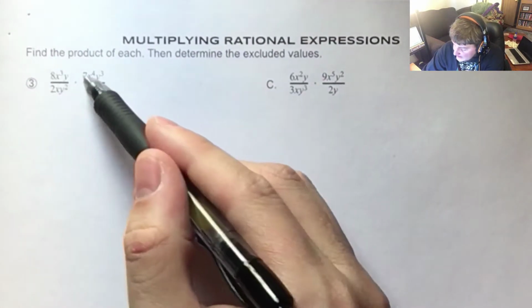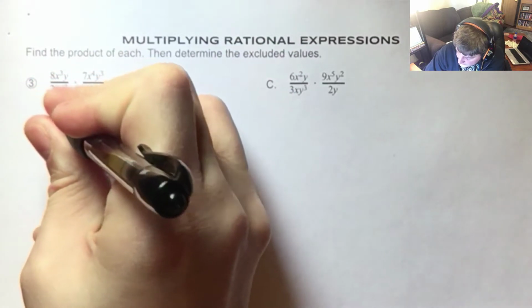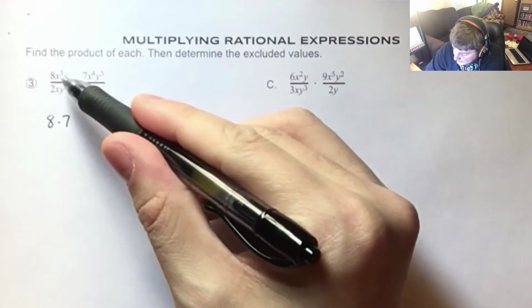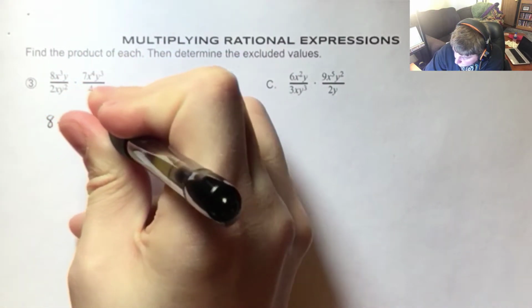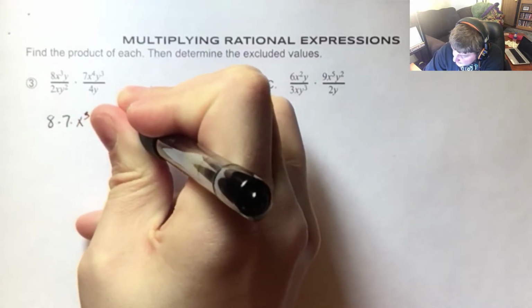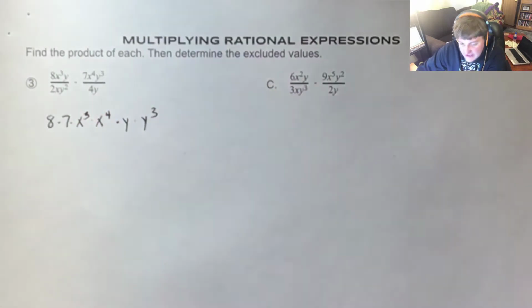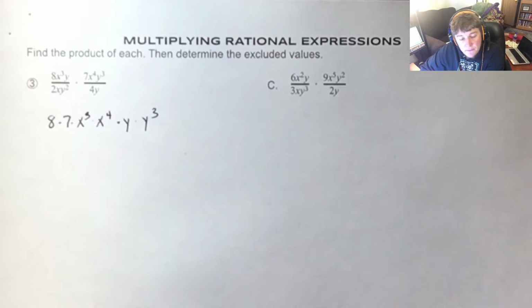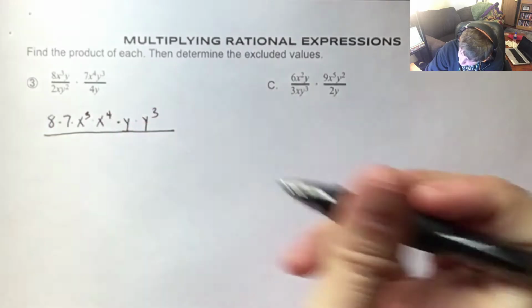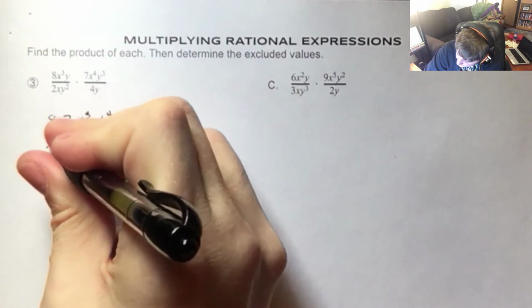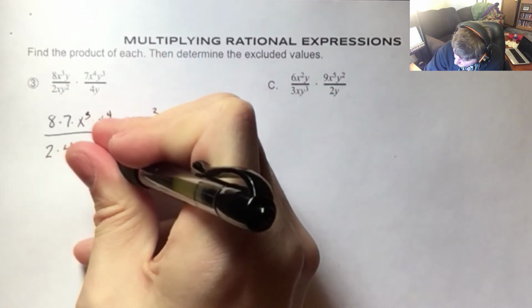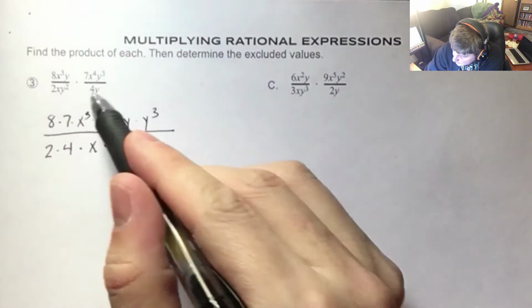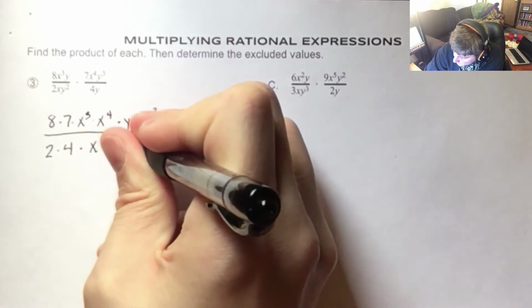So let's do the 8 and the 7 together, so 8 times 7, we'll put that together. Then x to the third and x to the fourth. All I'm doing is reorganizing this so it's easier for me to work with. Now I'm going to do the bottom. I'm going to have 2 and 4, so 2 times 4. Then there's no other x, so it's x by itself, and y squared and y cubed, or y squared and y.